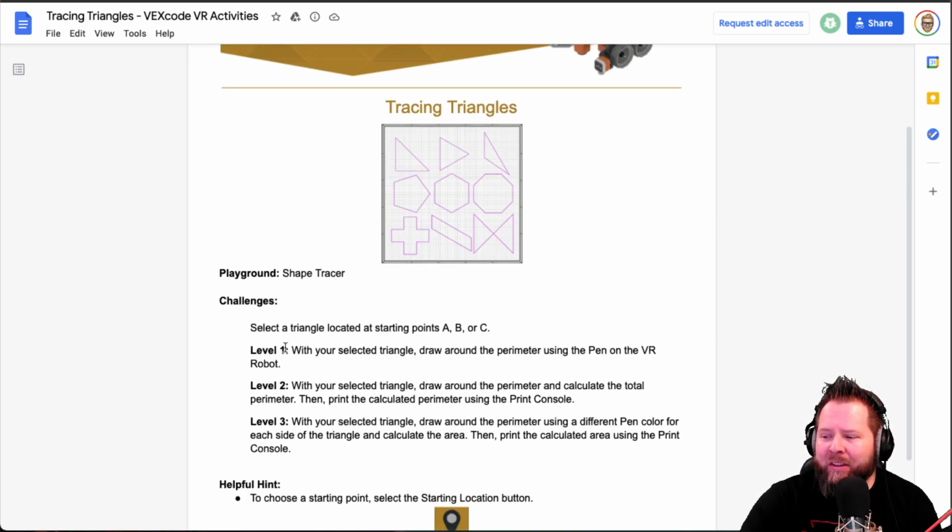So you can see here that the level 1 is with your selected triangle, draw around the perimeter using the pen on the VR robot. And that's all I'm going to focus on in this video is the level 1 challenge to kind of get you through that. Level 2 and level 3 obviously for a little bit more advanced users. And if you're at like the high school level, you can even go higher than level 3 and really get them to do some interesting stuff.